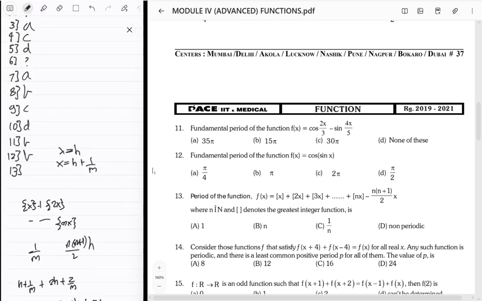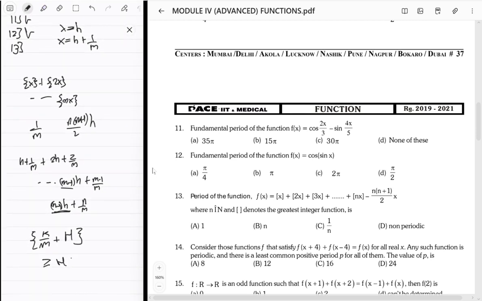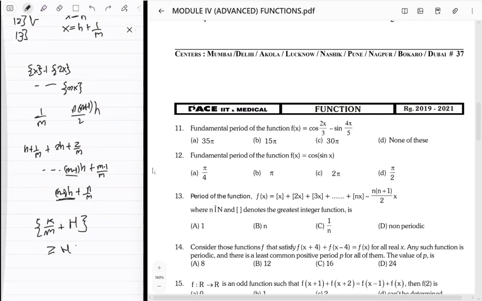Fractional part of, yeah, all that stuff, right? Just put h plus 1 upon m over here, and then this whole thing, we know it's actually bigger than or equal to this guy, right? So yeah, and it's clear that when you put 1 upon m, whenever m is not 1, this thing is a fraction, which means h plus 1 upon m is actually more than h, right? So the equality doesn't actually work out.